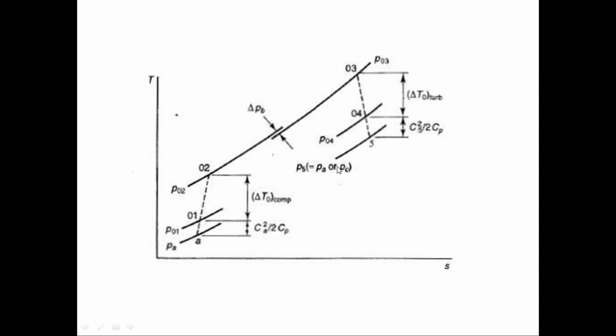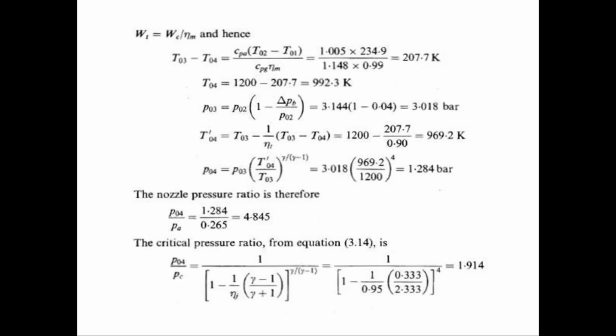The nozzle pressure ratio: the expansion in the nozzle is from state 4 to 5. So PA is equal to P5. The expansion is done up to the atmospheric pressure. So P04 by P05, or P04 by PA, you can write, comes out to be 1.284 divided by 0.265. So this is 4.845.